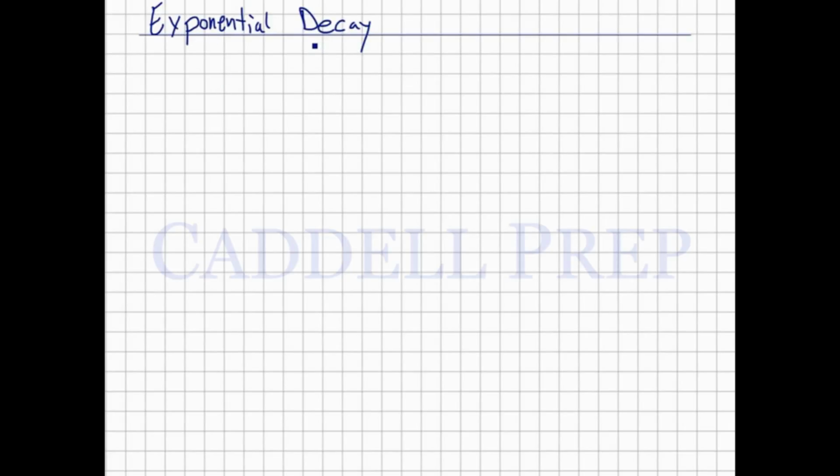Okay, let's go over exponential decay. So exponential decay is when something decreases by a certain factor over and over again. So you may see this in chemistry problems or things of that nature, where something decreases by half of what it currently has. So for example, if we have 200 grams of something, then it decreases by half the amount, so it goes down to 100 grams.